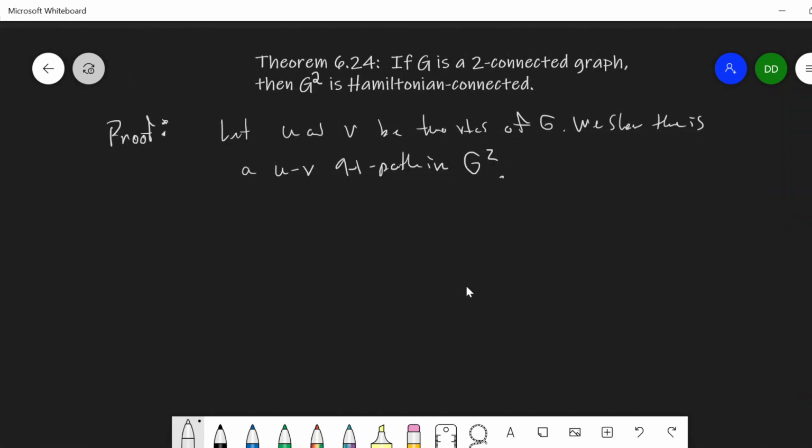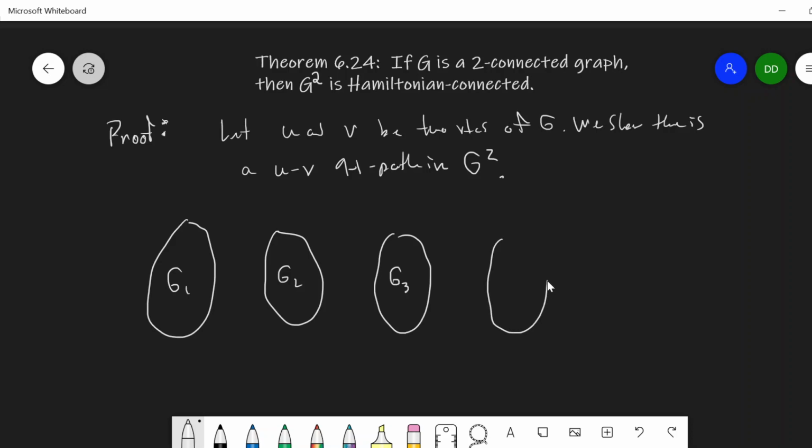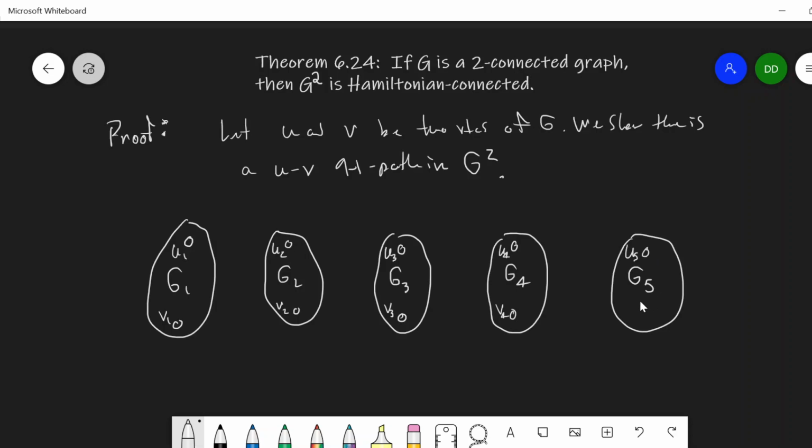Okay, so how do we do this? I'm going to copy G 5 times. We'll call it G1, G2, G3, G4, G5. I don't care what G is as long as it's 2-connected. And I'm going to remember my 2 special vertices U and V. And I'm going to name them in each copy U1, V1 for the first copy, U2, V2 in this one. So these all represent the same vertex in the original graph G, U3, V3, U4, V4, and U5, V5. And now I'm going to add 2 new vertices in, W1 and W2.